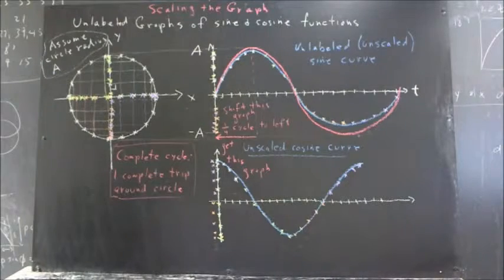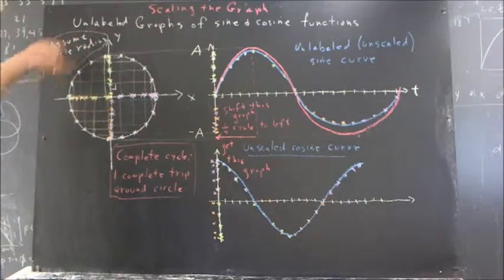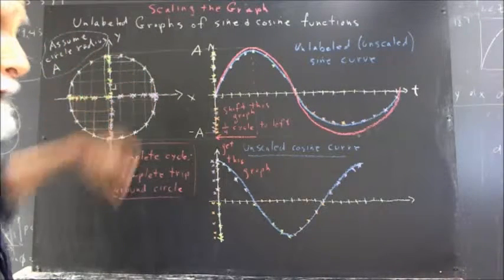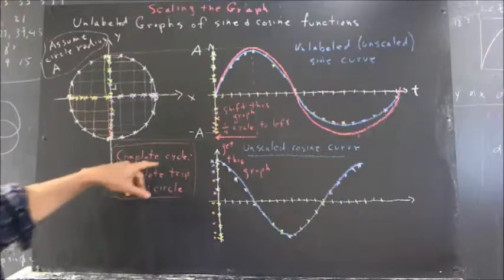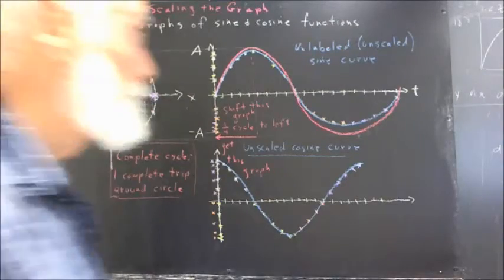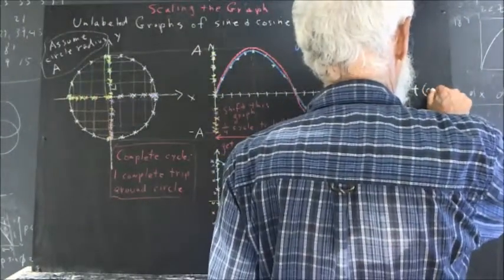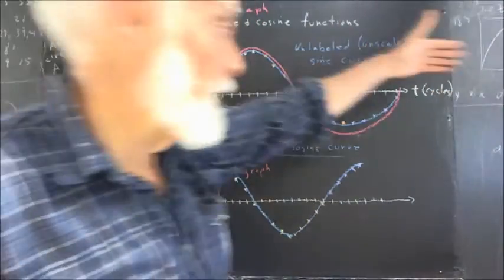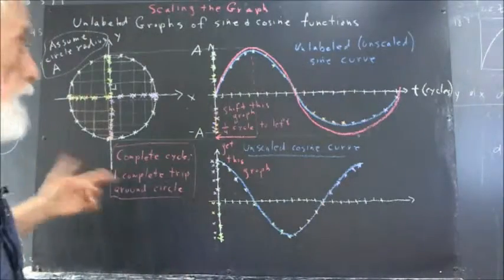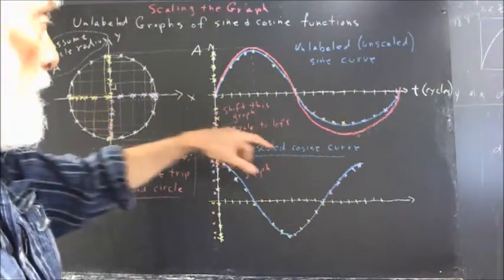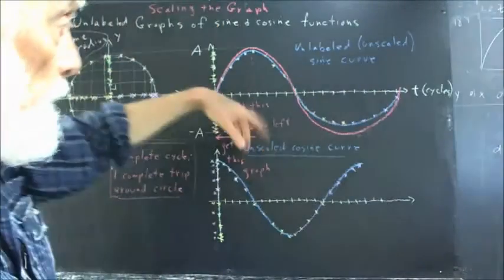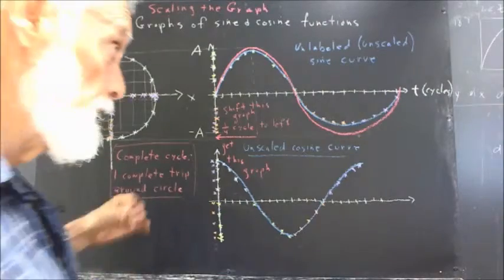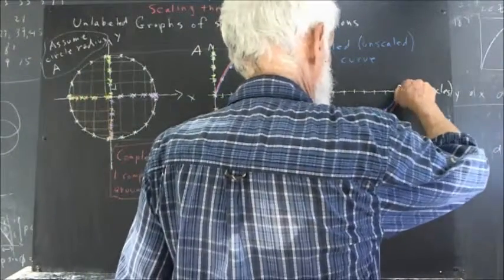And t is going to go from 0 to 1 as we go around the circle. So t is going to measure revolutions or cycles, because remember, a complete cycle is one complete trip around the circle. So t is going to be measured in cycles. So, clearly, t is 0 here, and what's t here? How many cycles have we completed when we get to this point on the graph? Think that through if you don't completely understand it. You want to be sure you understand this idea.